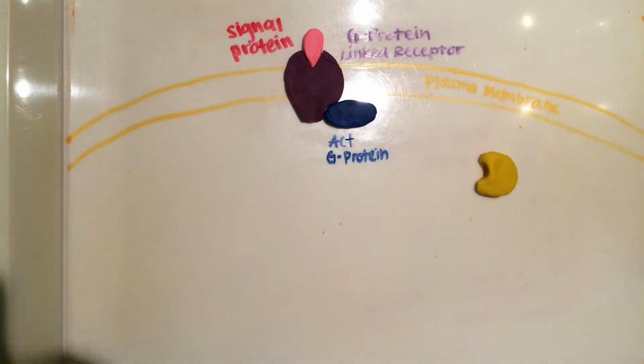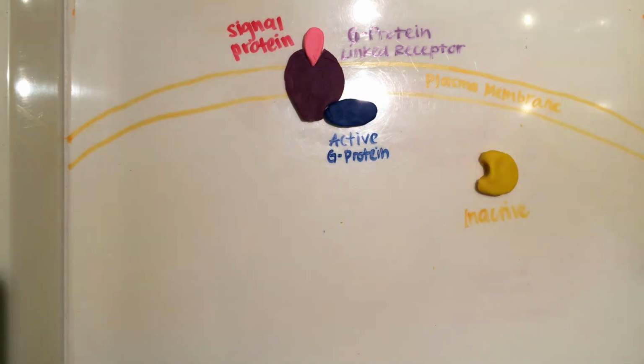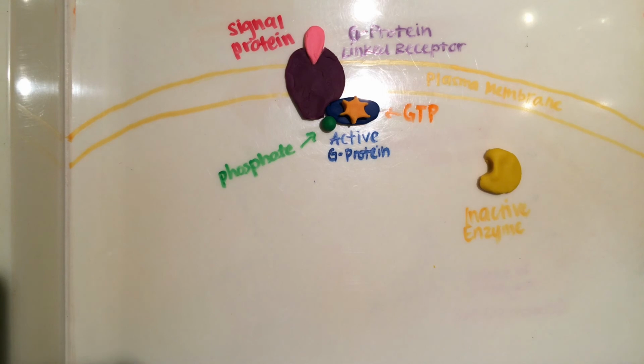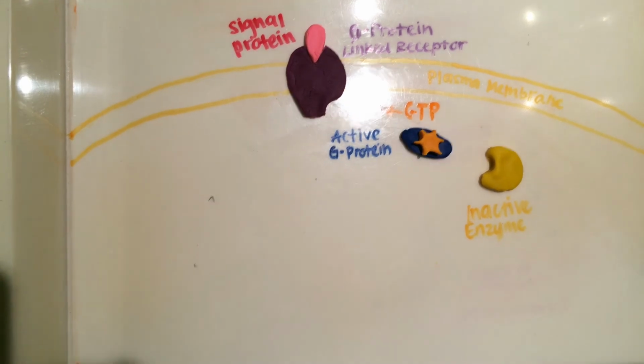First, the signal protein binds to the G protein linked receptor. This causes the attached inactive protein to become active. GDP of the G protein gains a phosphate and becomes GTP. The protein then moves away from the receptor and binds to an inactive enzyme, causing it to become active.